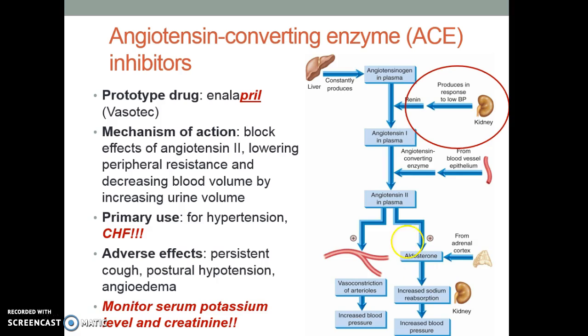So what we're going to do is block this angiotensin converting enzyme. If that is blocked, then this system will stop right here. And you won't have the vasoconstriction from angiotensin 2, and you won't have aldosterone release. Primary use, like I said, is hypertension and also congestive heart failure. It's very important to monitor for side effects, and I believe they're on the next page. So let's look and see.